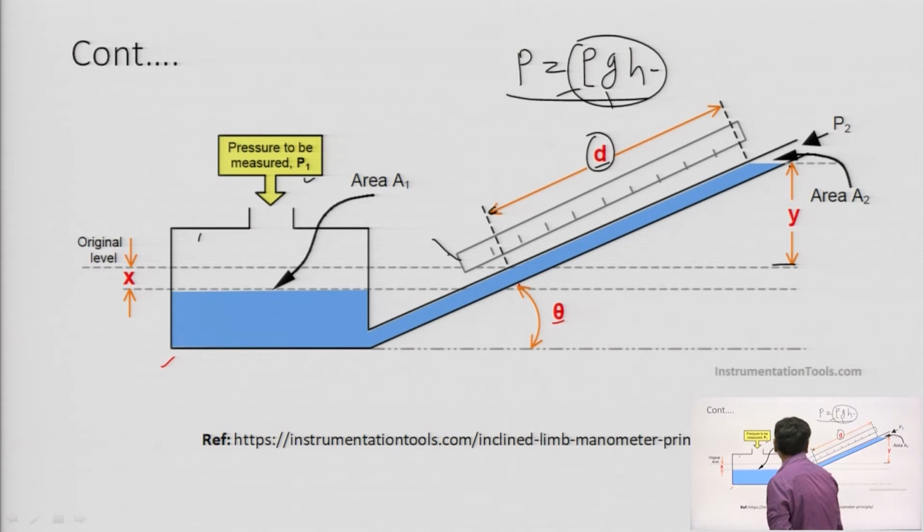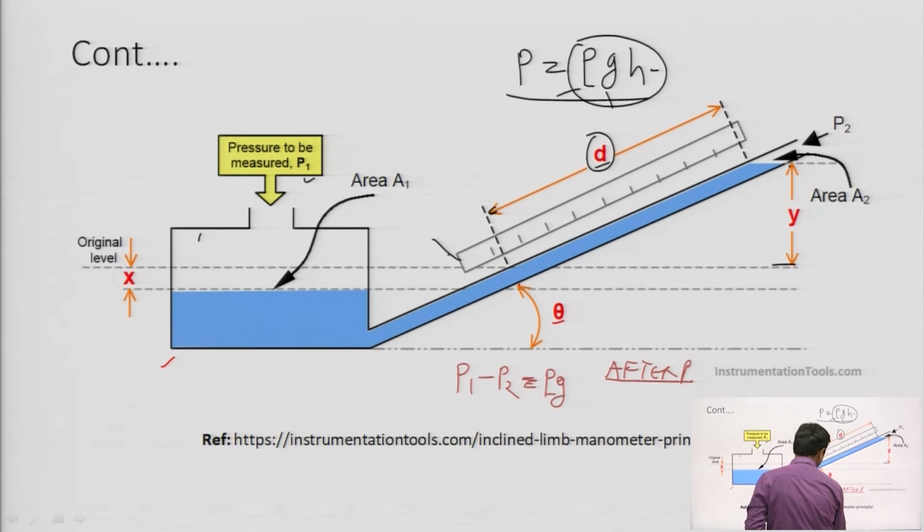In that case, after applying pressure, what will be this equation? That will be equal to P1 minus P2, which is equivalent to rho, the density, g, the gravitational constant, and what will be the height? That will be equal to x plus y in this case.